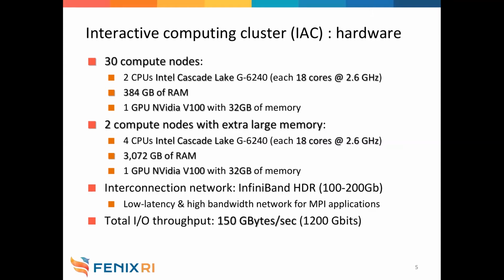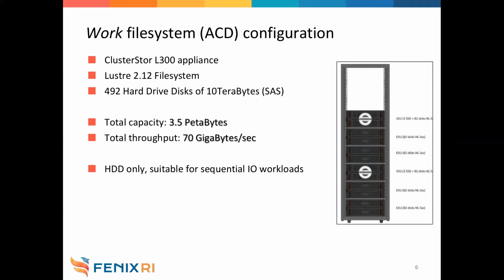The cluster has an aggregated I/O bandwidth of 150 gigabytes per second to the storage, in particular to the work and flash file systems we'll describe later. So the work file system is a Cluster Stor L300 appliance based on Lustre 2.12. Roughly, it has a 3.5 petabytes capacity and provides a 70 gigabytes per second bandwidth. So this one is only made of hard disk drives.